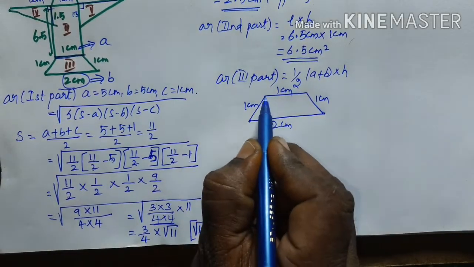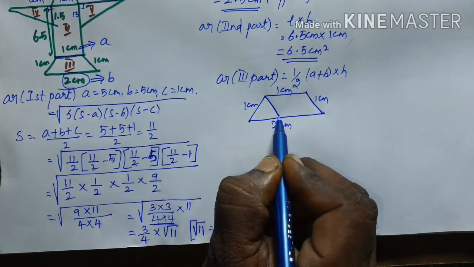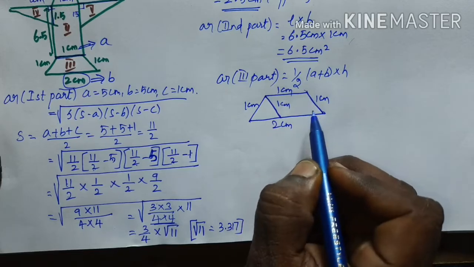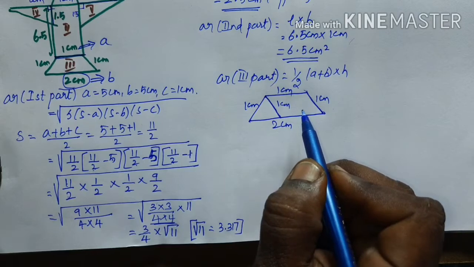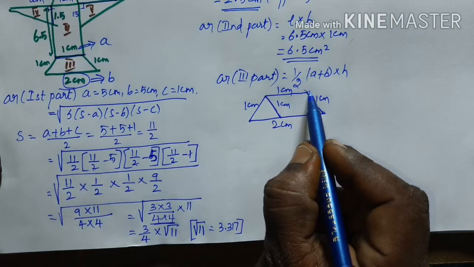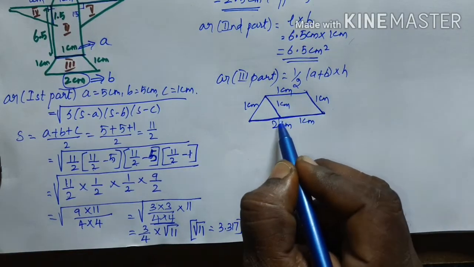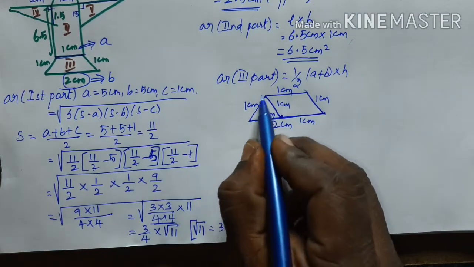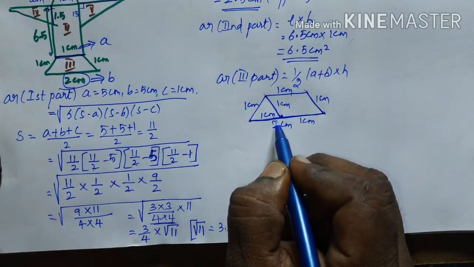So first I have to construct one line parallel to that 1 centimeter. If I construct here also, that 1 centimeter will come. So now it will make one parallelogram shape. You know the properties of the parallelogram: the opposite sides are equal. So here 1 centimeter, and here also 1 centimeter. So from the total 2 centimeter, if I subtract 1 centimeter, the remaining part is 1 centimeter. Now in this triangle, all sides are equal, each side is equal to 1 centimeter.